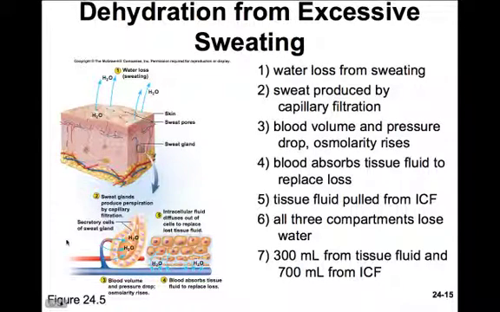Dehydration can result from excessive sweating. When we see water loss from excessive sweating, the sweat is going to be produced by capillary filtration. So the sweat glands draw it from the capillaries, and we release it to the external environment. We can see blood volume and pressure dropping, again osmolarity rising, and all the effects that go along with that.